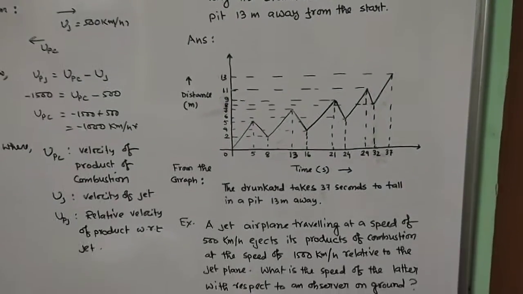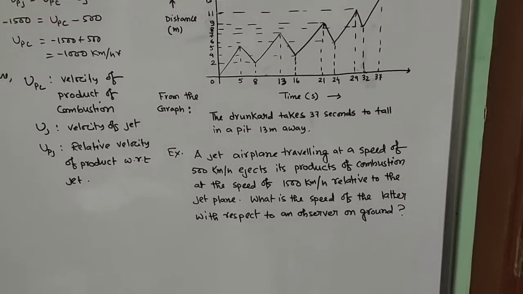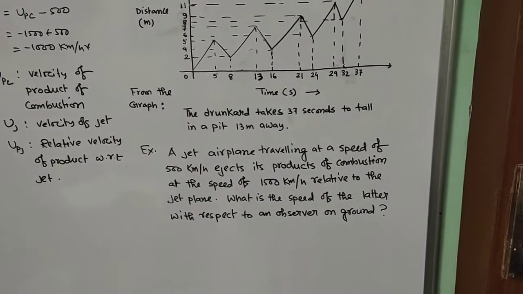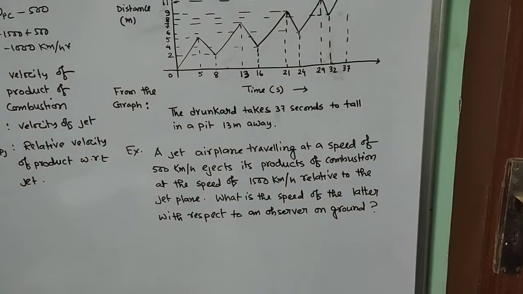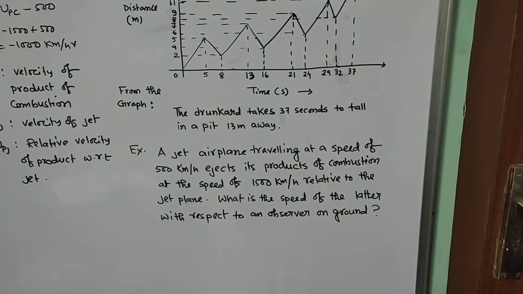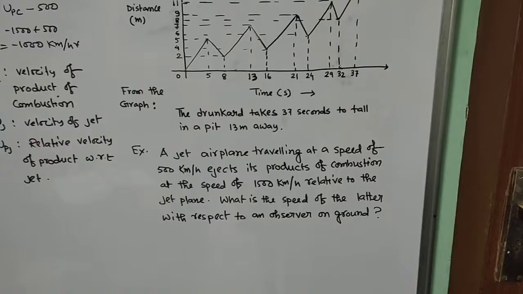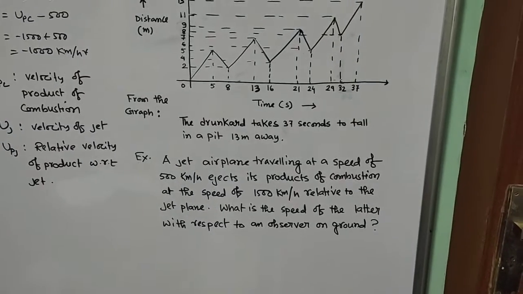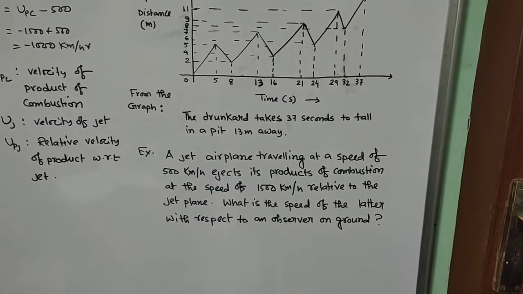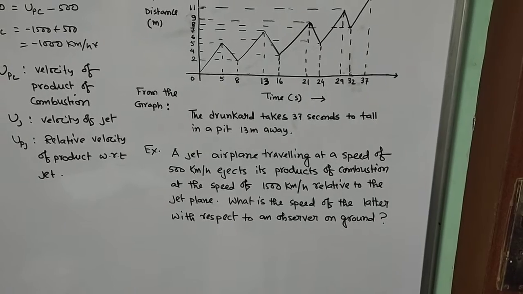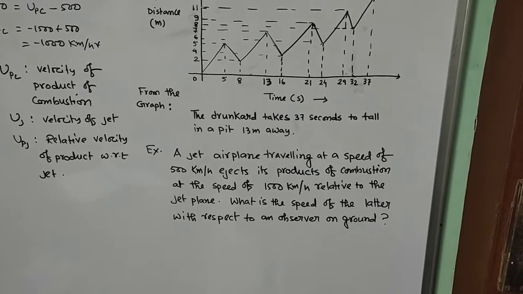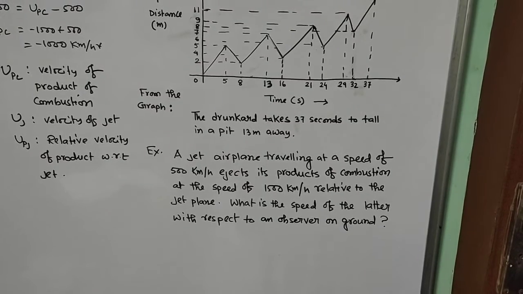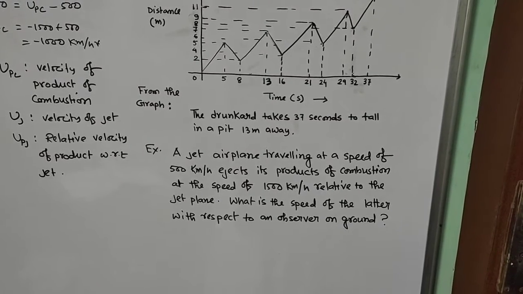Now the next question is from the exercise again, unsolved part. A jet airplane traveling at a speed of 500 km per hour ejects its product of combustion at the speed of 1500 km per hour relative to the jet plane. The relative speed of the product of combustion is given. What is the speed of the latter with respect to an observer on ground?